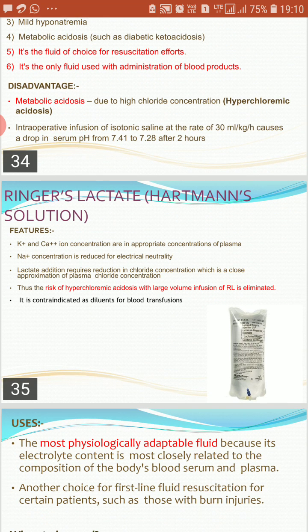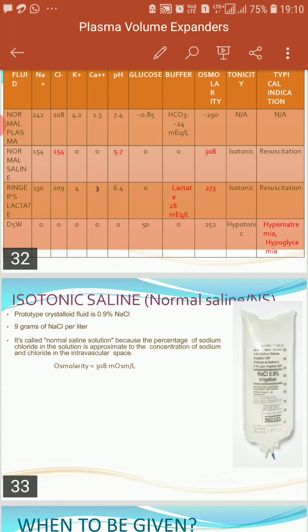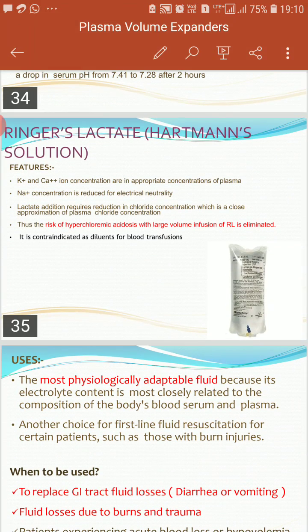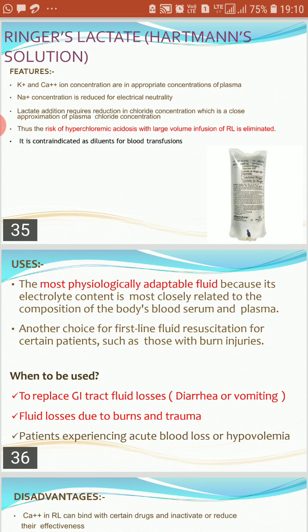Ringer's lactate, it is also known as Hartmann solution. Potassium and calcium are in appropriate concentration. Sodium is less, as seen in this table. Sodium is comparatively less in Ringer lactate. Potassium and calcium are almost the same, whereas in normal saline, potassium and calcium were not present. So the risk of hyperchloremic acidosis, which was present with the normal saline, is less in Ringer lactate. It is contraindicated as a diluent for blood transfusions, whereas we could give normal saline.